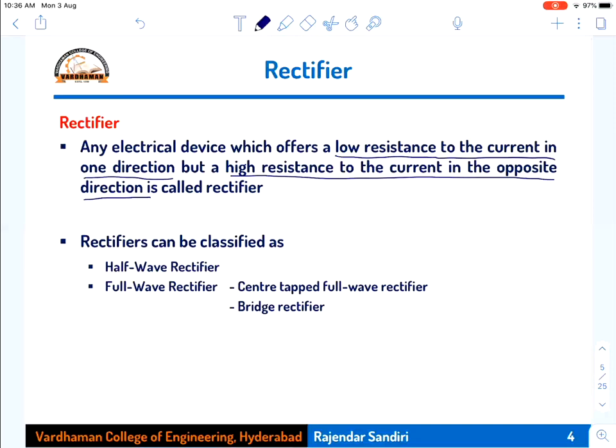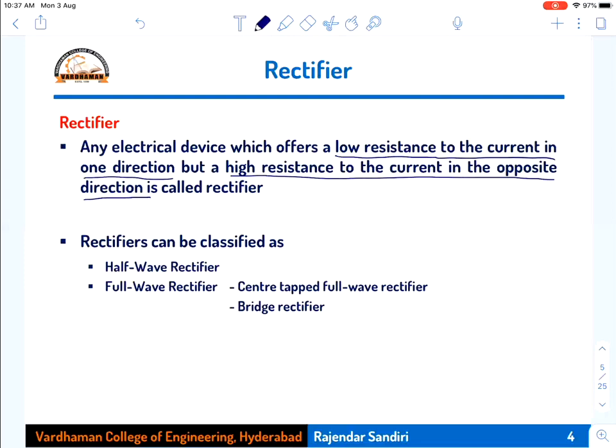Half wave rectifier, nothing but what? For the full cycle of the input, positive and negative sine waveform, you will be getting only a half wave. The negative will not be passed because of the high resistance path. Only the positive will exist. The positive cycle will be there, and the negative cycle will become zero. So for a full sine waveform in the input, you will be getting only a half sine waveform in the output. That's why it is called a half wave rectifier.